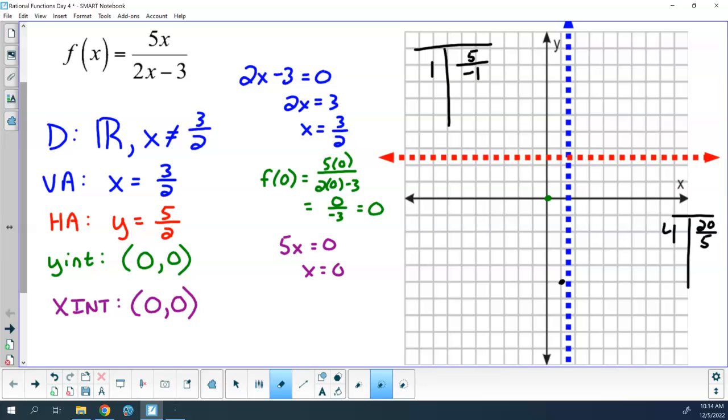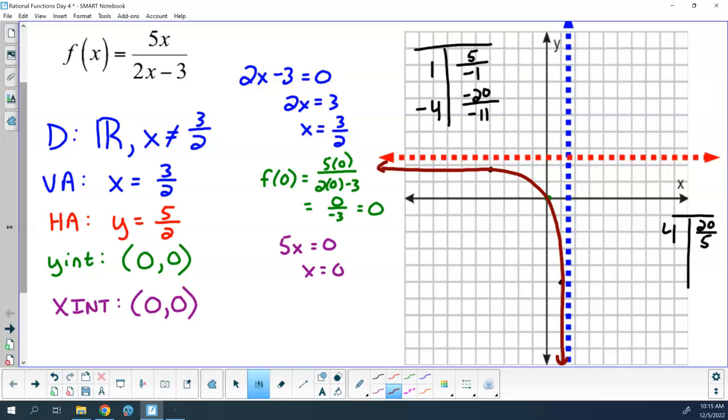What do I want here now? Well, let's just go negative 4. Negative 4 would be negative 20 over negative 11. What's that? Almost 2? Not quite? 1, 2, 3, 4, almost 2, so somewhere right there. Okay. I would say that the left side would come through like this. You agree?